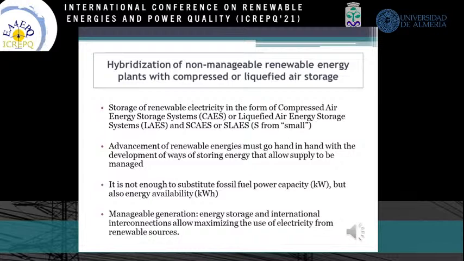The advancement of renewable energies must go hand in hand with the development of ways of storing energy that allow supply to be managed independently of the weather conditions. In addition, security of supply at a competitive price must be guaranteed in a context of growing international competition for scarce resources.